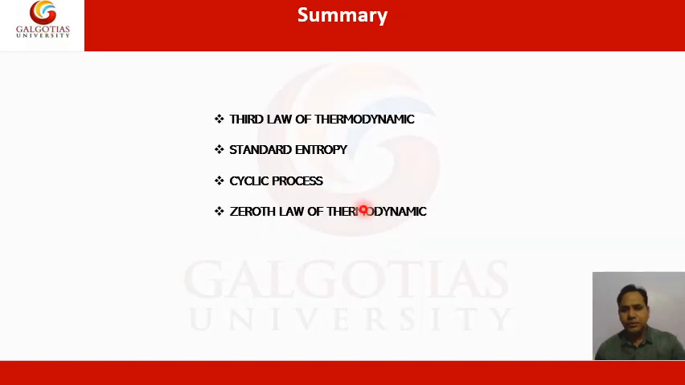The overall summary, or conclusion, of this presentation covers the third law of thermodynamics and standard entropy, and cyclic processes, where we discussed the Carnot cycle and the zeroth law of thermodynamics. The third law of thermodynamics applies at absolute zero, where the randomness becomes zero, meaning perfect order is achieved. Different aspects of this topic are discussed in this presentation. Now moving to the next slide.